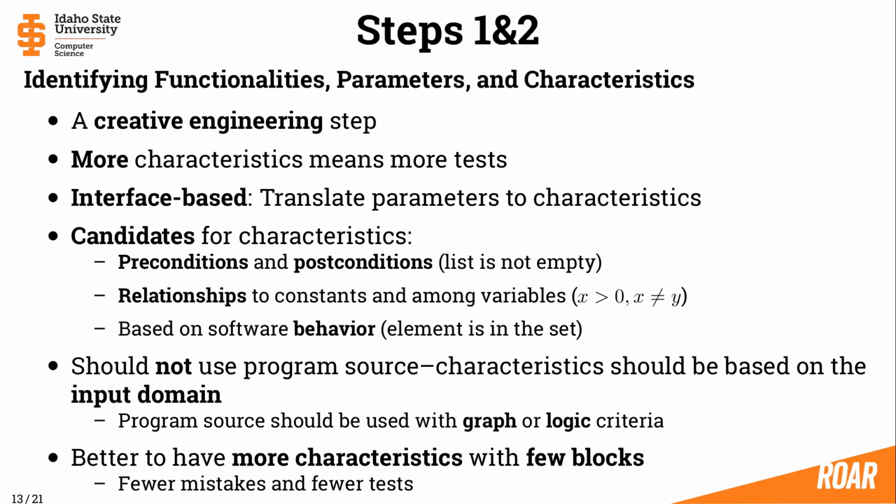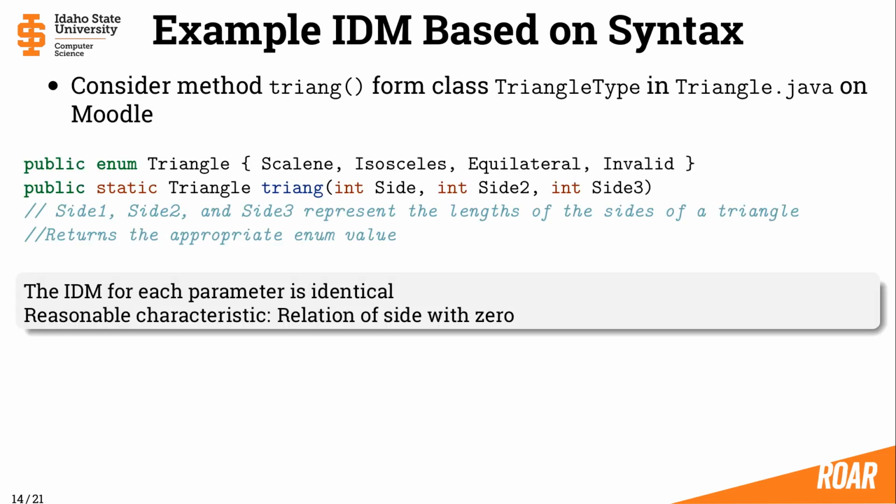And then we should not use the program source, right? Characteristics are based on the input domain only. We don't need to look at how this thing is going to be implemented. We just need to know what it's supposed to do. Later, we will look at program source when we focus on graph and logic criteria. But here, we don't need to worry about that. And so it's better to start with more characteristics and have few blocks rather than few characteristics with lots of blocks. The goal of this is to minimize the number of mistakes and to minimize the number of tests that we need.